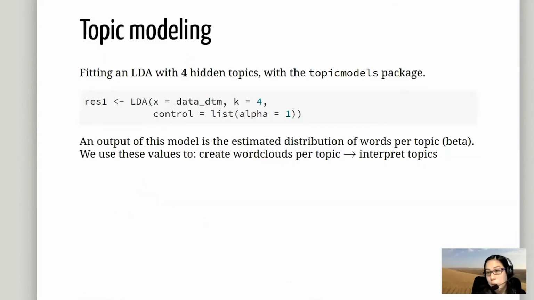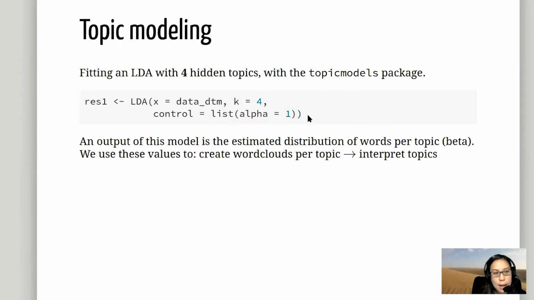And now that we have that, we can do the topic modeling. We're going to fit an LDA, latent Dirichlet allocation model, this time with 4 hidden topics. Remember, we have to fix the number of topics, and we use the topicmodels package. So we use the function LDA from the topicmodels package. X is going to be data_dtm, so our data in the document term matrix object. K equals 4, so these are the hidden topics. And then we put an initial value for one of the key parameters.